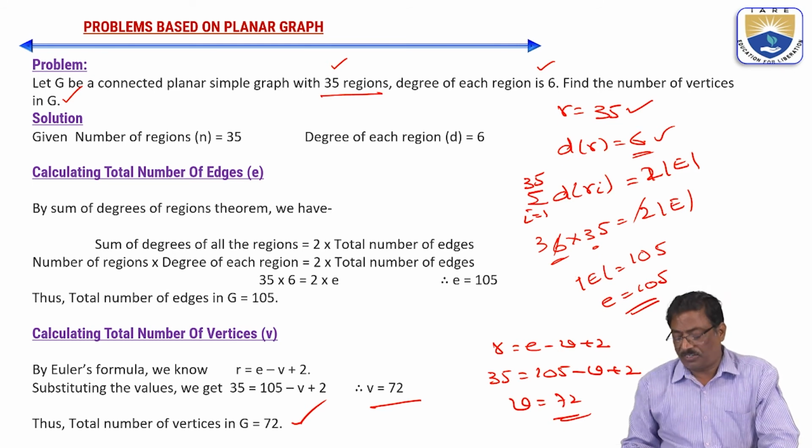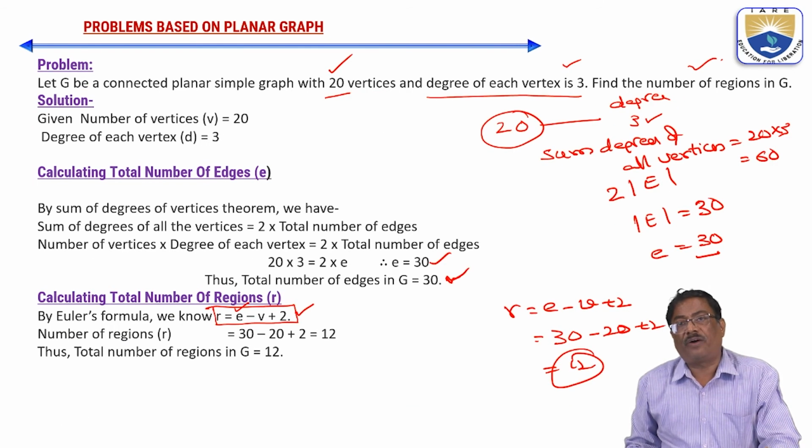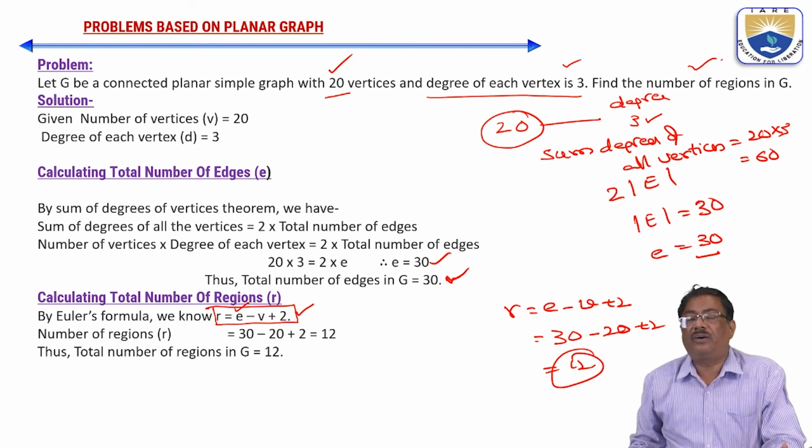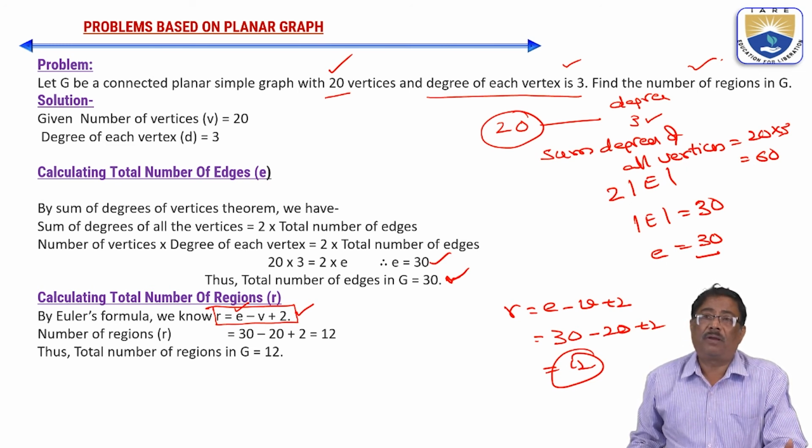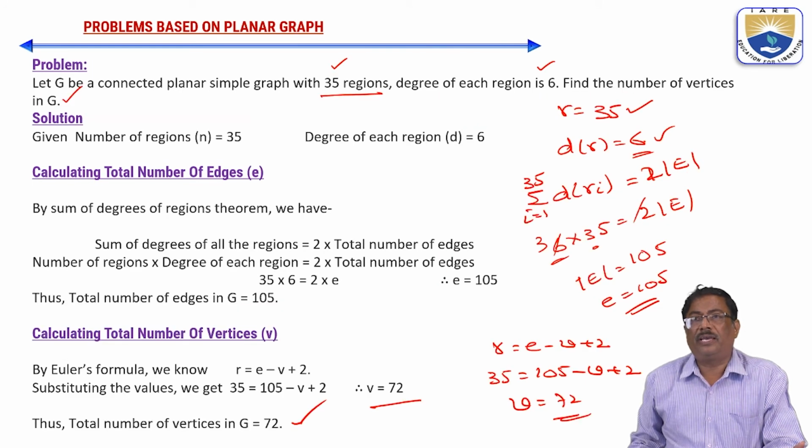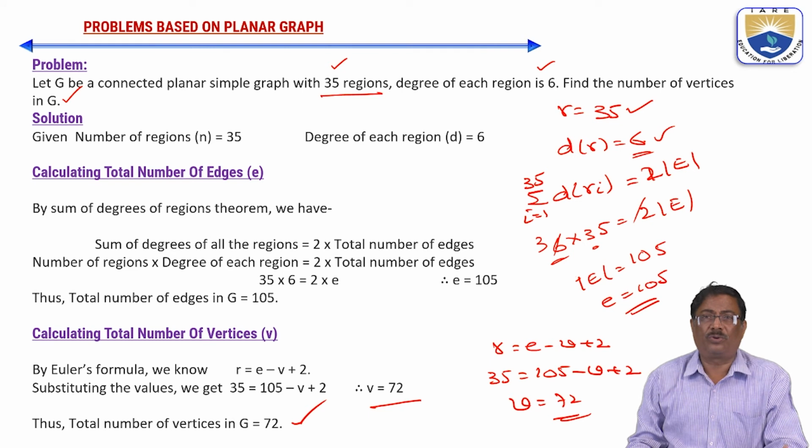So in this last problem, we are finding the number of vertices when the number of regions and the degree of each region are given. Only the number of regions and the degree of each region are given.